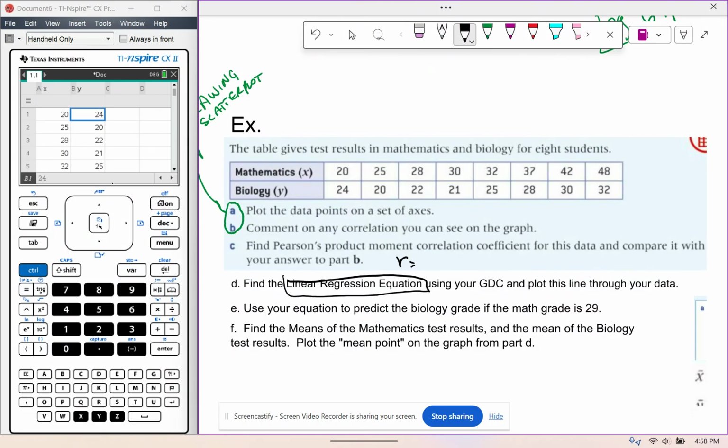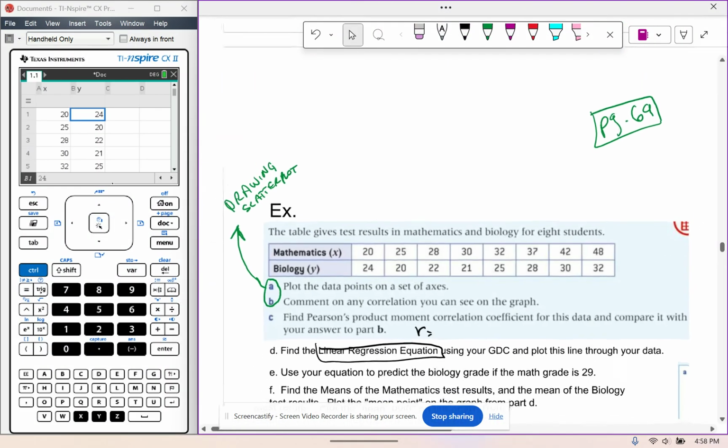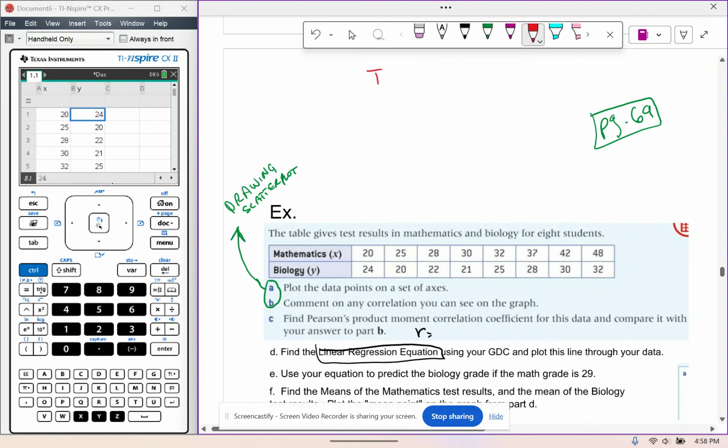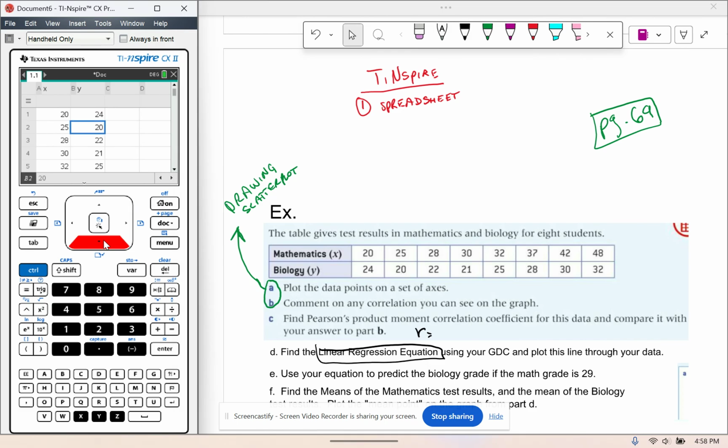To do so, I would highly recommend writing these directions down. We are going to use our graphing calculator, aka the TI-Nspire. The first thing you want to do is go to your spreadsheet. We all know how to do that. From the spreadsheet, I want to put in all our data. You guys know how to do that, and I have already done that for us. If you can see here, I put all my mathematics, which is my X, in this row, and all my biology in my Y row, and I have them all here.